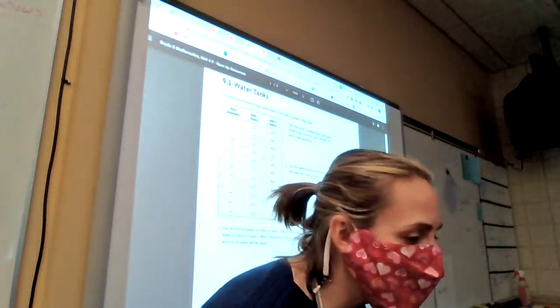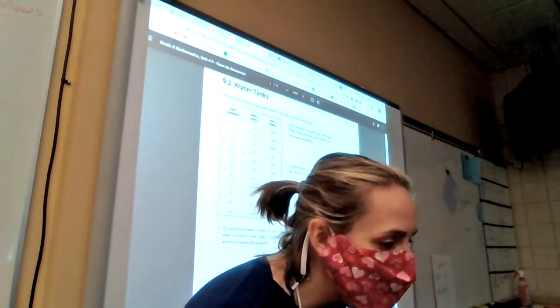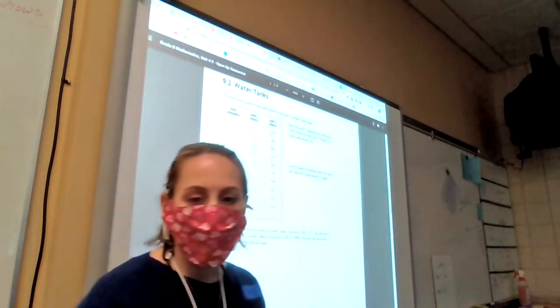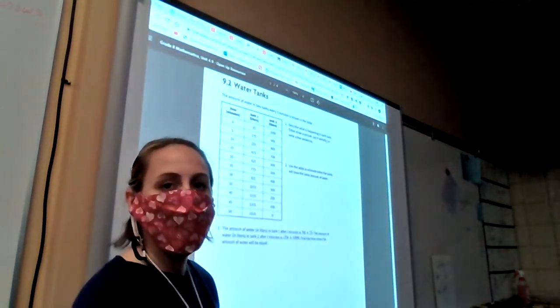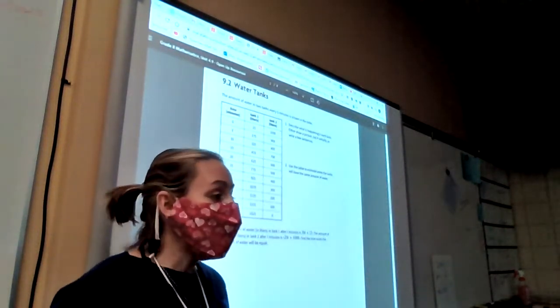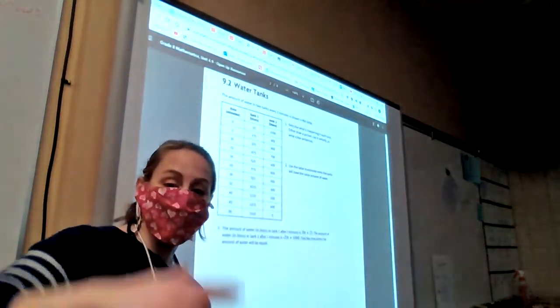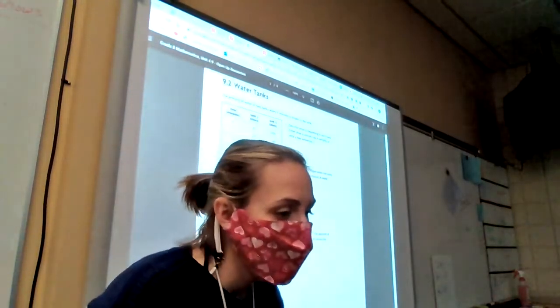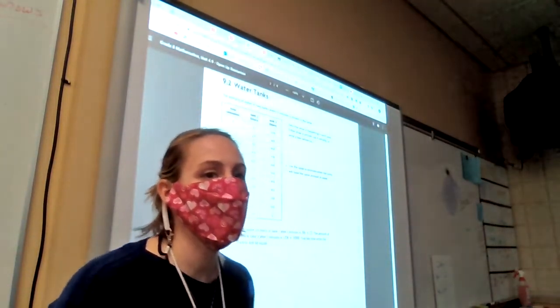Number two asks, use the table to estimate when the tanks will have the same amount of water. We had a discussion just a second ago about the fact that we have to estimate that they will have the same amount of water because one is rising and one is going down. At some point, they have to cross the amounts. What do you guys have for estimates?